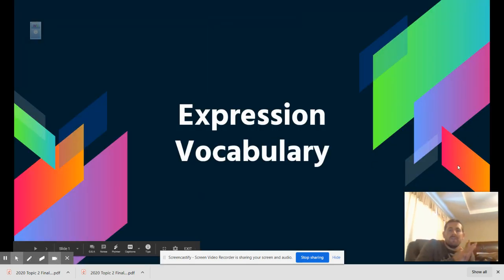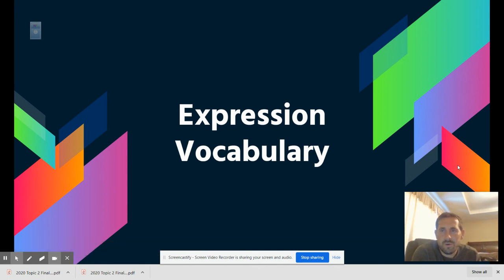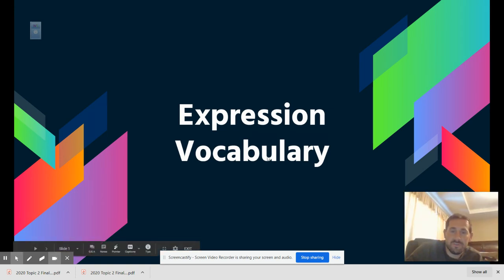We're going to do a little bit of pre-work as we jump into our Unit 3. So in order for us to really dive into Unit 3, there's some language that we need to really understand. So we're talking about expressions, vocabularies.